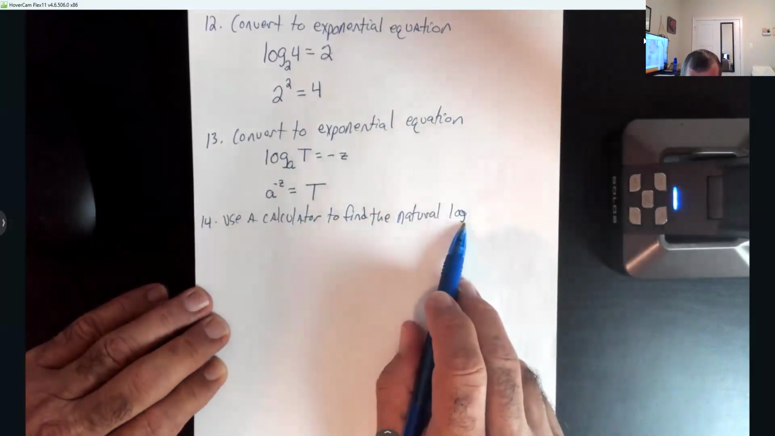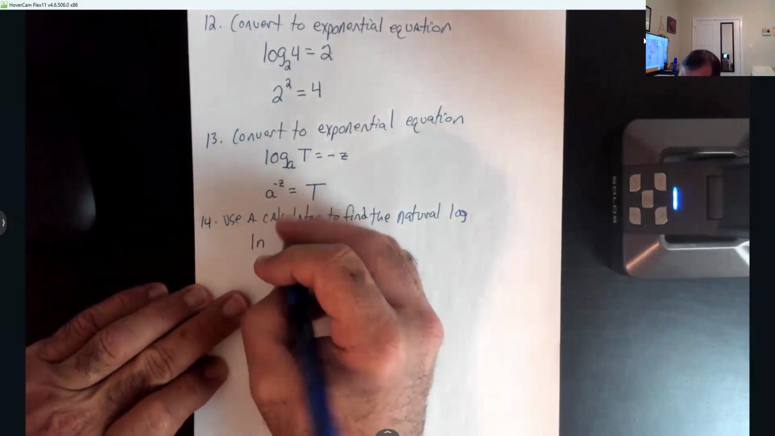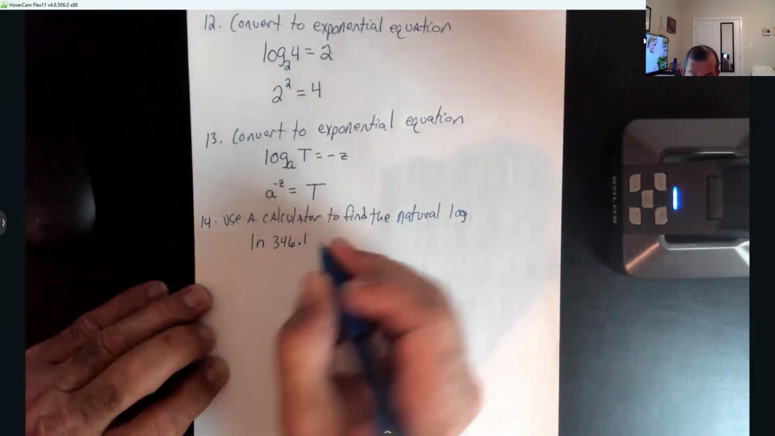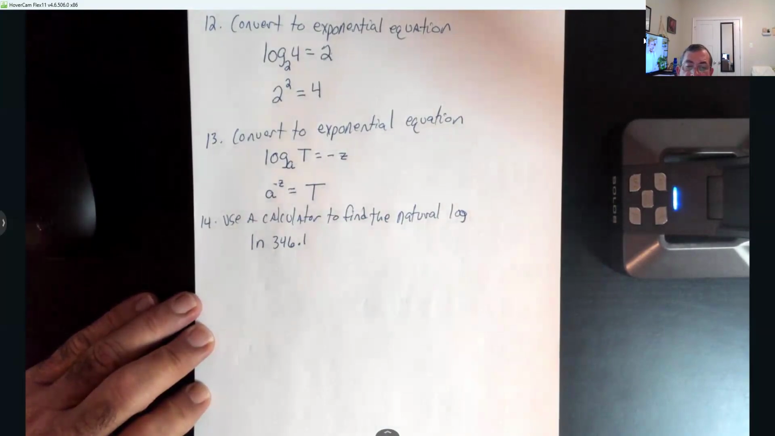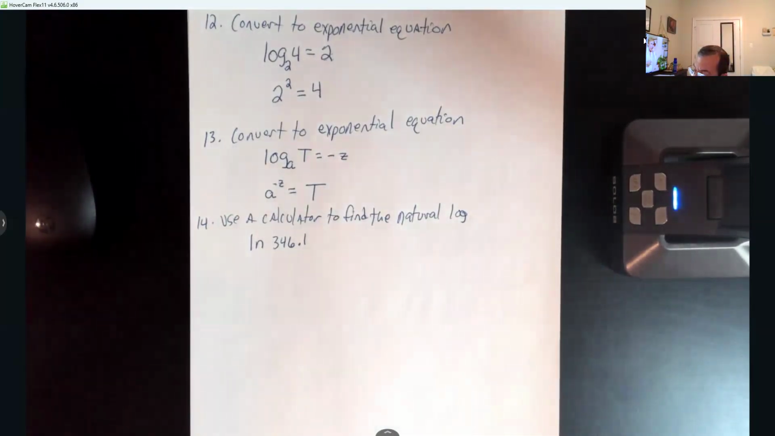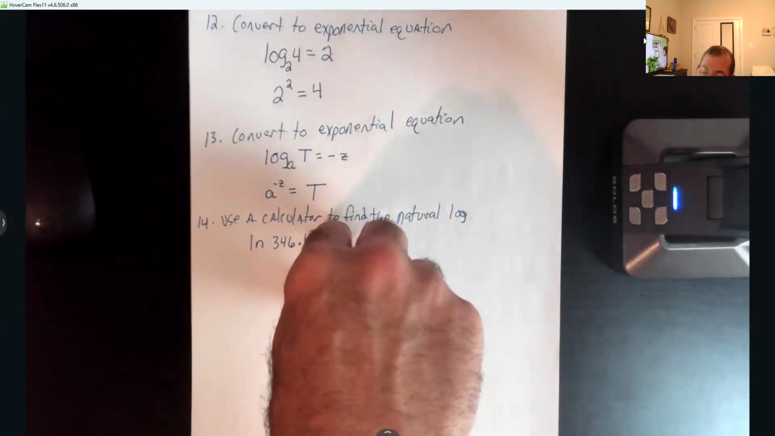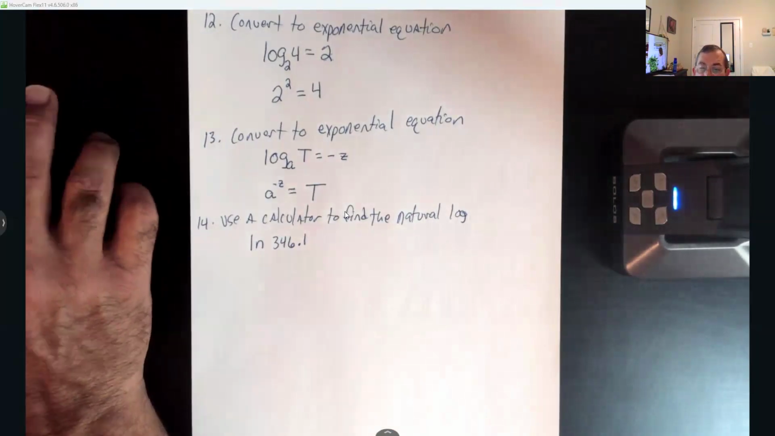So a natural log, they're talking about an ln. So they got ln 346.1. Now these we're going to round to 4 decimal places, okay? So for 14, they want you to use a calculator, but they want you to use the buttons on the front, okay? So let's go use the LN button that is on the front of this calculator.